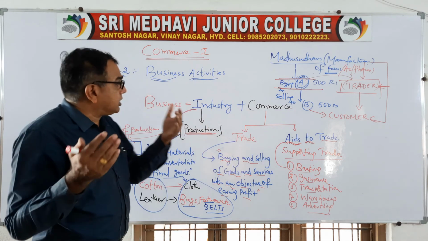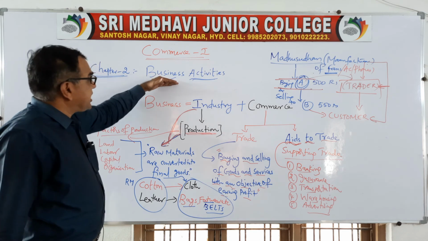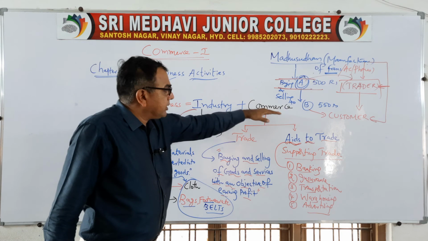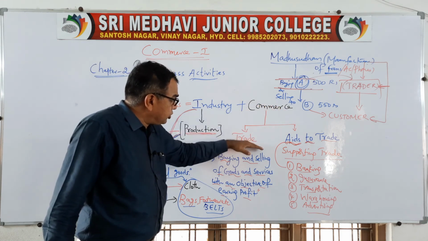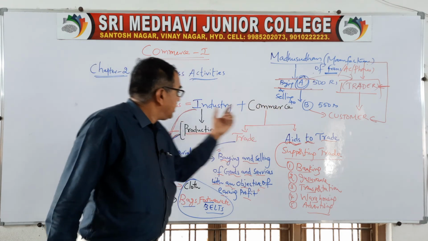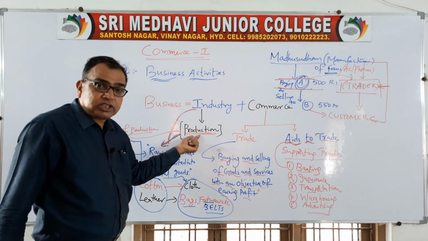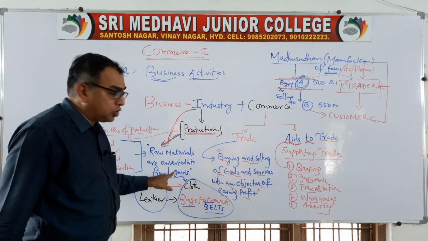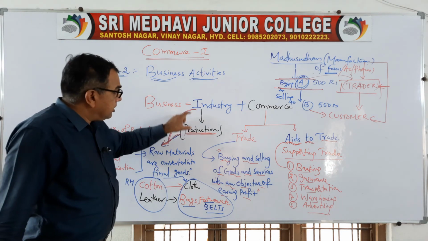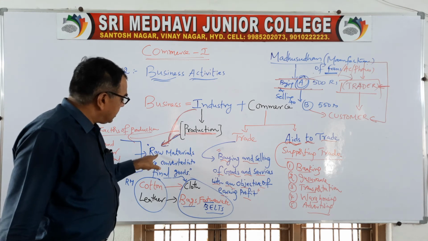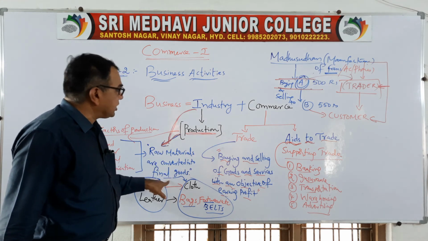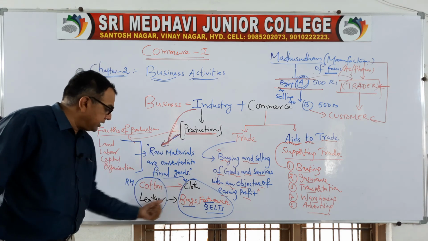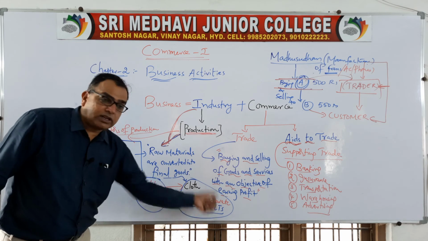So let me conclude what we have discussed in this class. Business activities are divided into two: industry and commerce. Commerce is again divided into two: trade and aids to trade. Industry is called the place of production. What is production? Raw materials are converted into final goods. Industry is a place where raw materials are converted into final goods, whatever it may be. Example I have given: cotton to cloth, leather to bags, footwear, belts, etc.